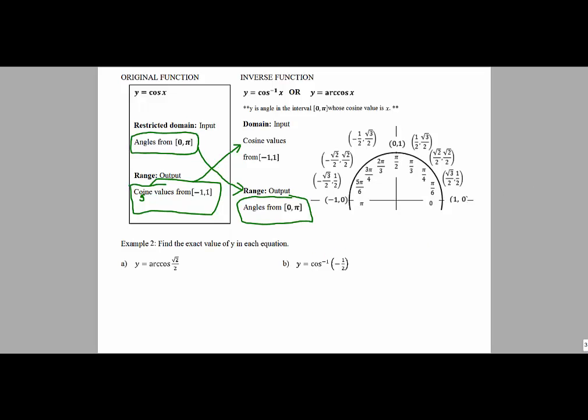So we're looking to find the exact value of y. Once again, we're looking for an angle, and we want to know the angle that has a cosine value of positive square root of 2 over 2. And we have to look for this angle in quadrants 1 and 2. So we're looking for a positive x value of square root of 2 over 2, and so that angle would be positive pi over 4.